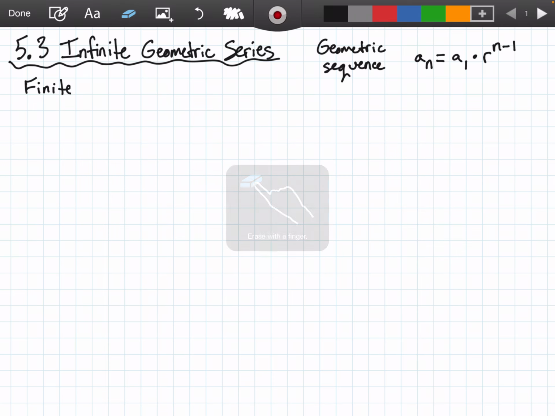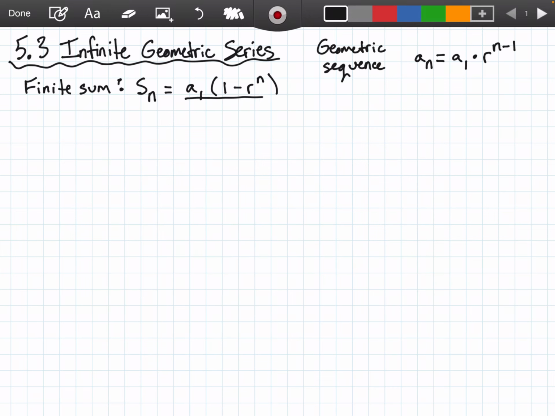With a finite sum, we had this formula: s sub n equals a1 times 1 minus r to the n divided by 1 minus r. And there's this really cool process we did to find out where that formula came from. A3, you did not get that part. But we will be covering something similar to it as we talk about infinite geometric series today.